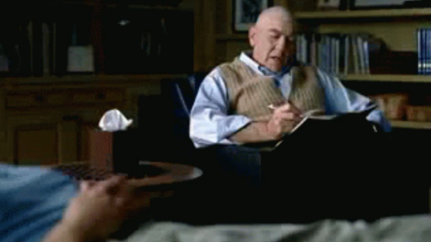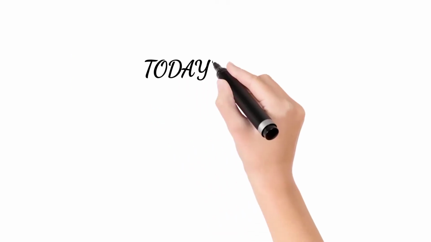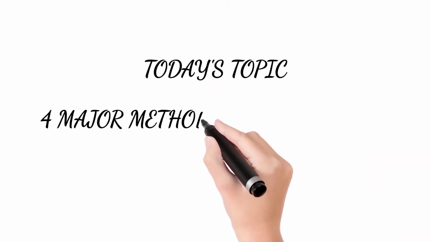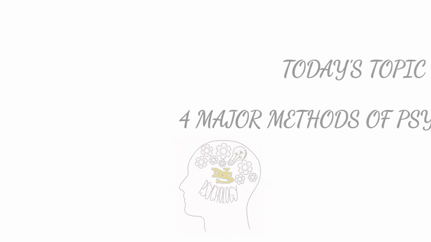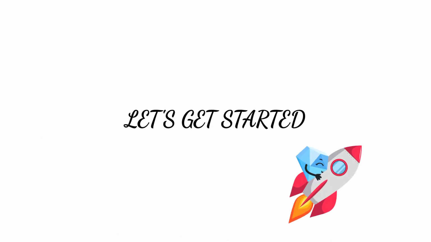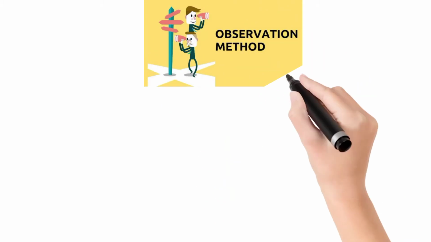Well, today we are going to take up the methods that are adopted by psychologists to arrive at certain conclusions. So what we would do today is, one by one, come across the major methods that are used in psychology. So let's get started. The first method is the observation method.